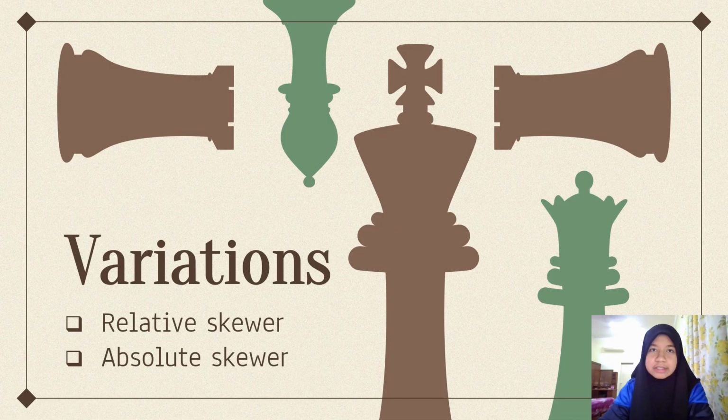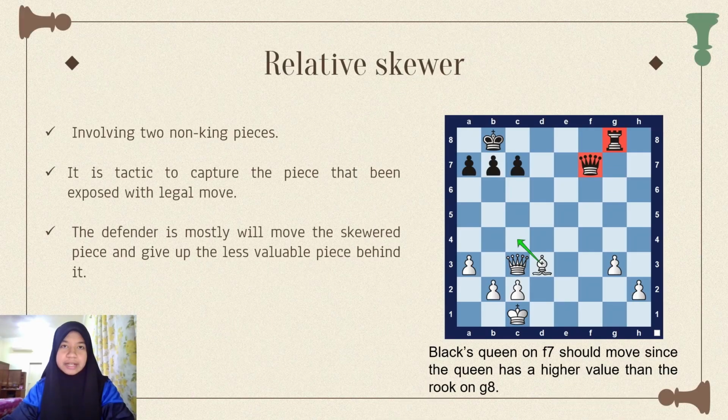There are 2 variations in skewer. The first one is called relative skewer, and the second one is called absolute skewer. For relative skewer, it's involving 2 non-king pieces. It is a tactic to capture the piece that has been exposed with a legal move. The defender will mostly move the skewered piece and give up the less valuable piece behind it.